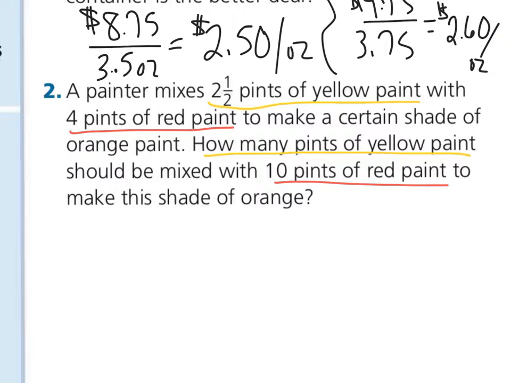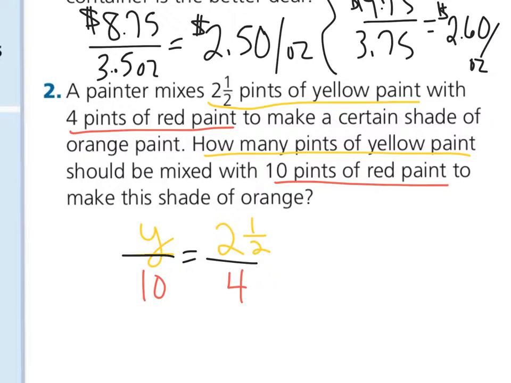So we could look at this. We could divide it out and try to get things to be equal. Probably what I would recommend is if we just do a proportion. So we're trying to find how much yellow paint for 10 pints of red paint. So the other part, if we're consistent here, we put our yellow over our red, so 2.5 over 4.